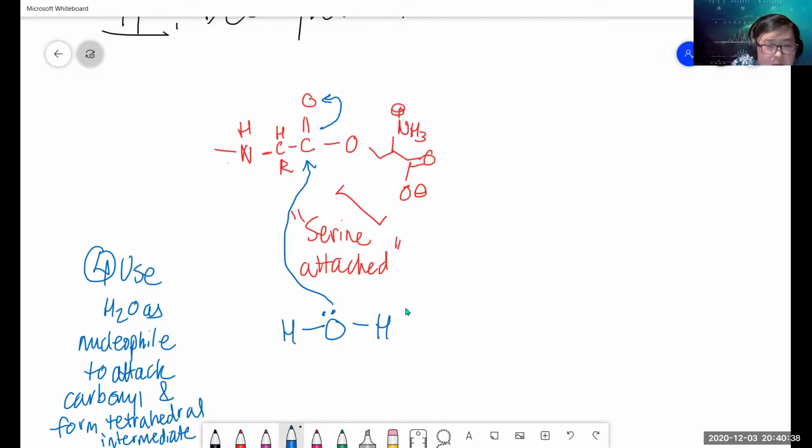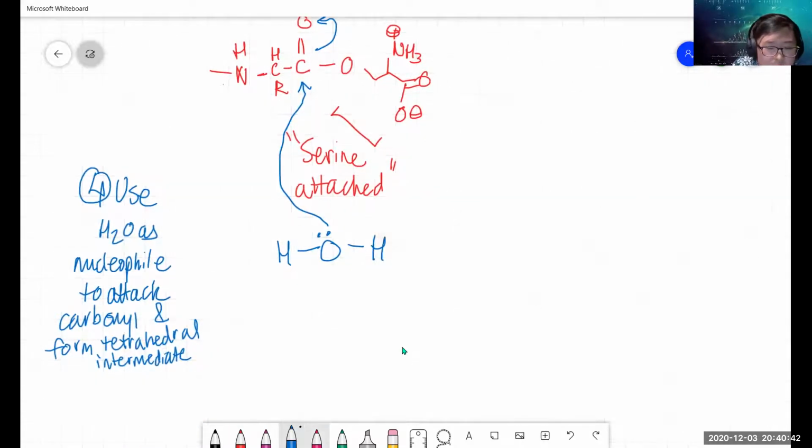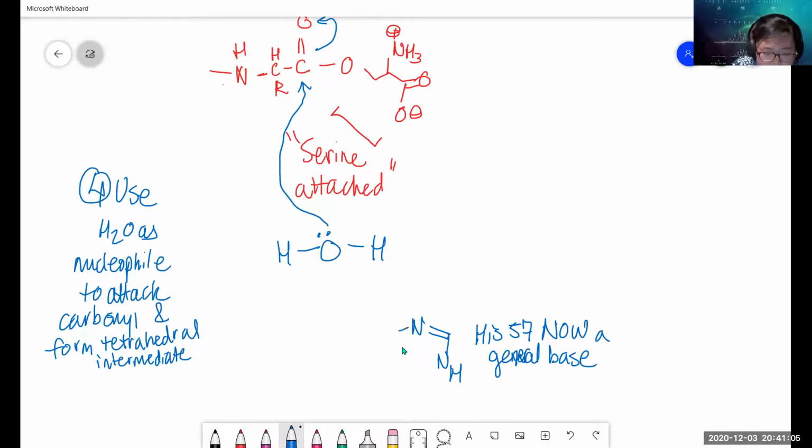my mistake. So basically, water isn't a good nucleophile, so you need to deprotonate it first. So what you will have, I guess you can just simplify this. Remember that now your histidine 57 is a general base because it was deprotonated. It functioned as an acid earlier, and now it's a general base. So it will go acid, base, and it will rotate.